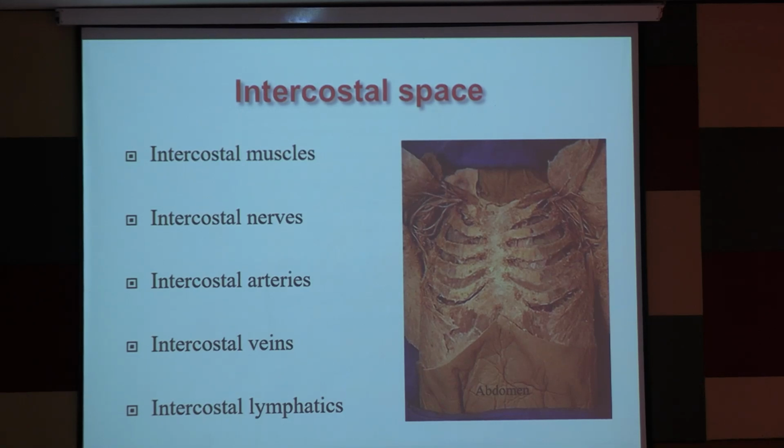11 pairs, 11 into 2. So right side and left side combined, we have 22 intercostal spaces. That is what we are going to talk about.